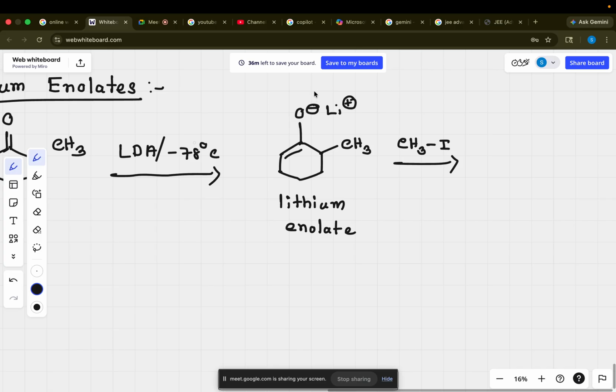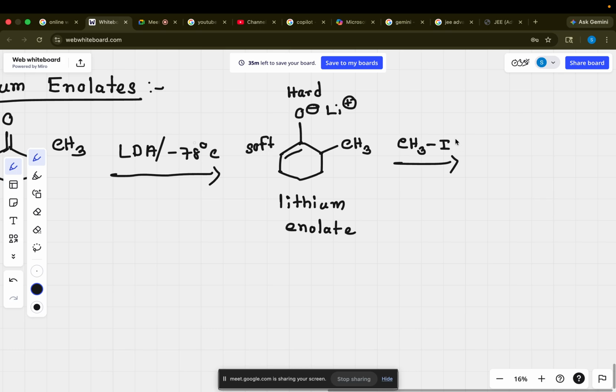OCH3 will be formed. Why will OCH3 form? Here basically O minus has to attack. Remember, oxygen is a hard center. If it is in conjugation, suppose O minus is attacking through this carbon center, this carbon is basically soft.